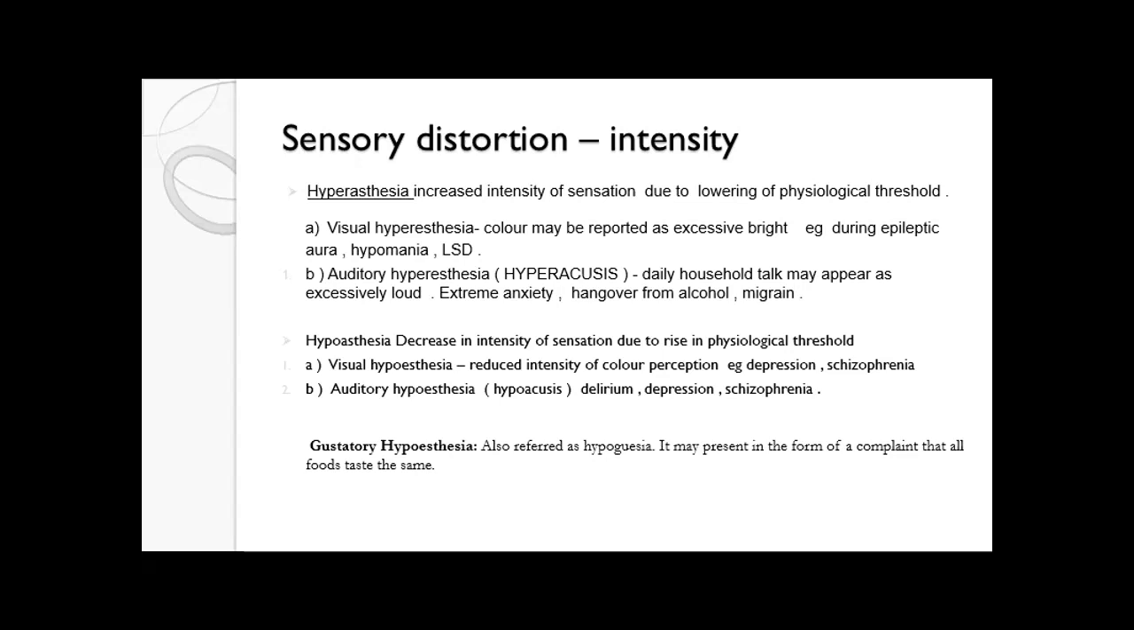Hypoesthesia. Hypoesthesia is due to a rise in physiological threshold. There is a decrease in intensity of sensations. Visual hypoesthesia is reduced intensity of color perception that occurs in depression and in schizophrenia. And auditory hypoesthesia, hypoacusis, occurs in delirium, depression, and schizophrenia.